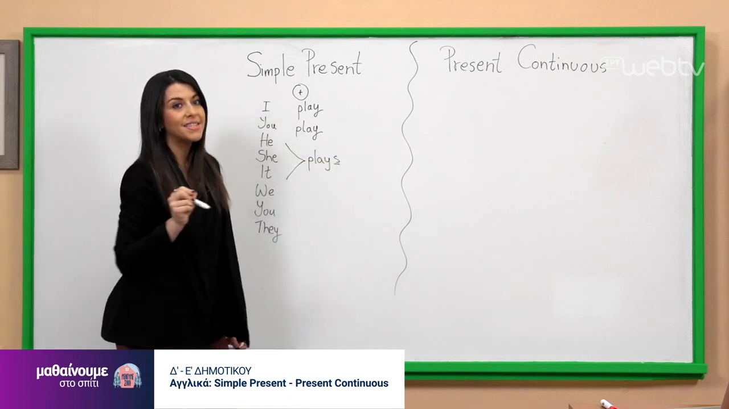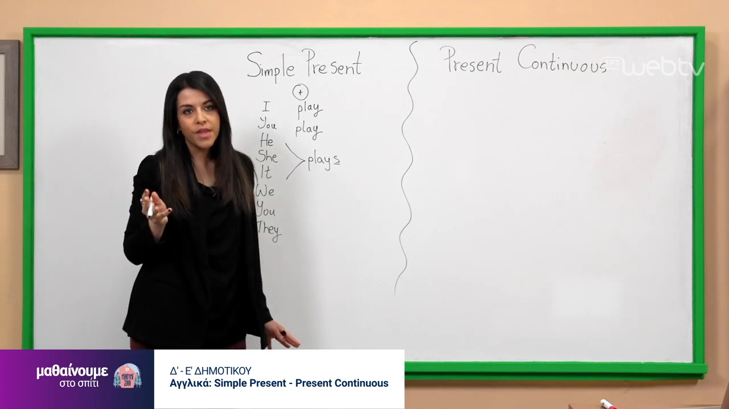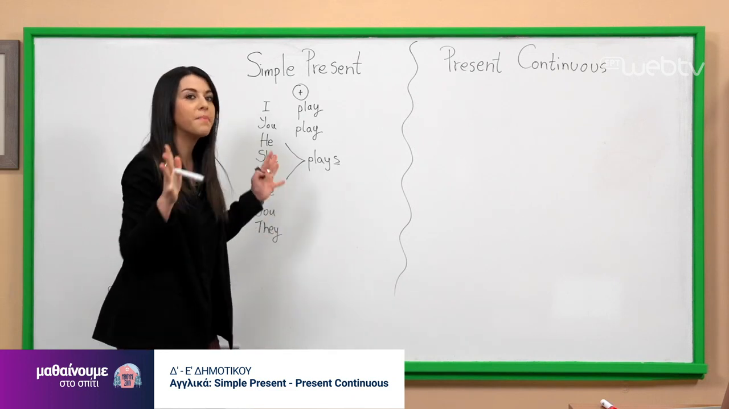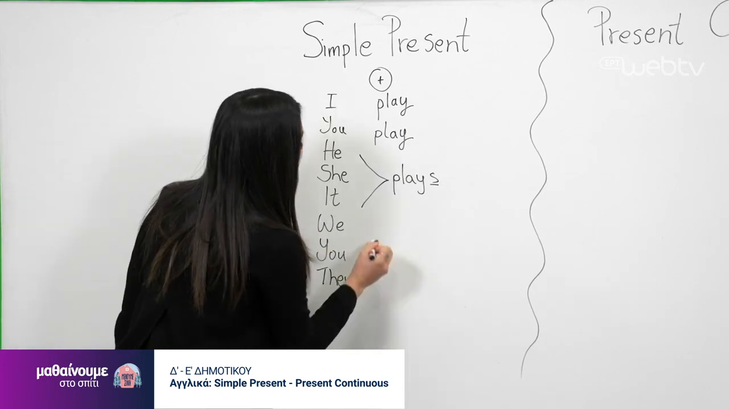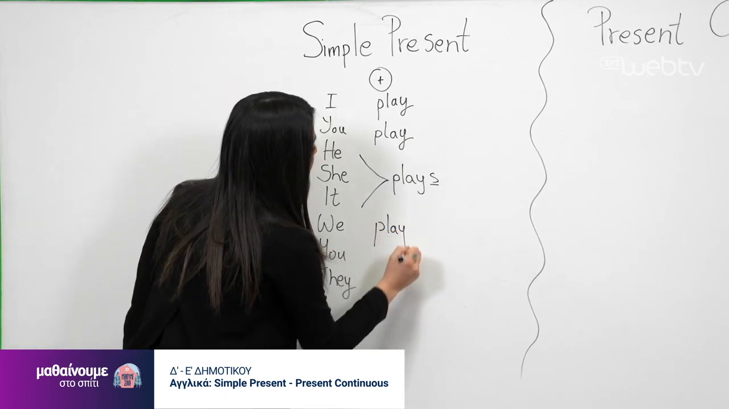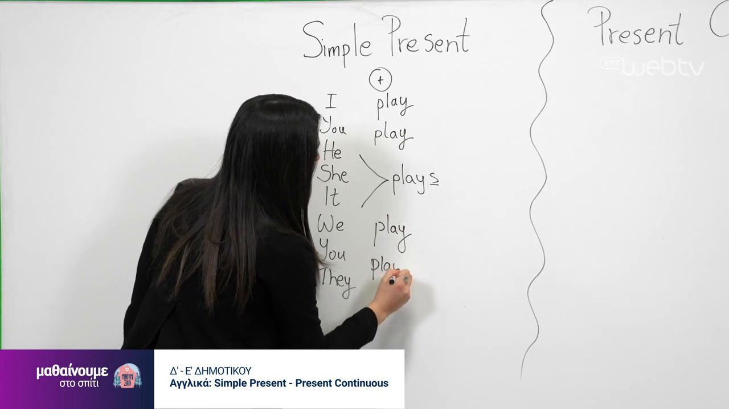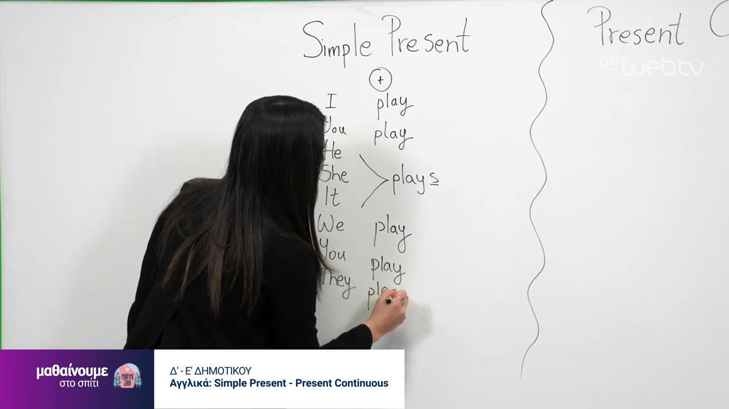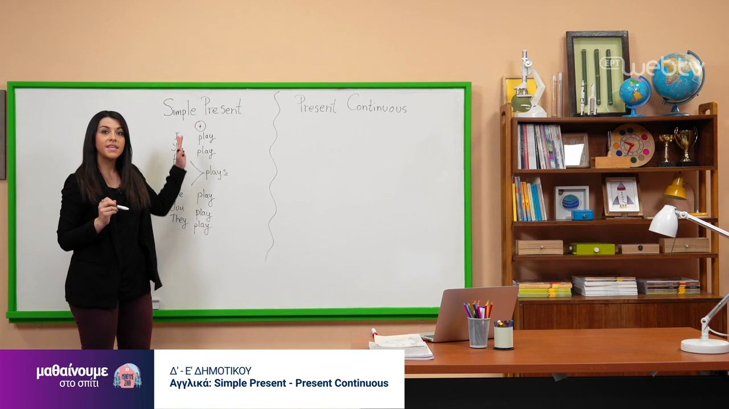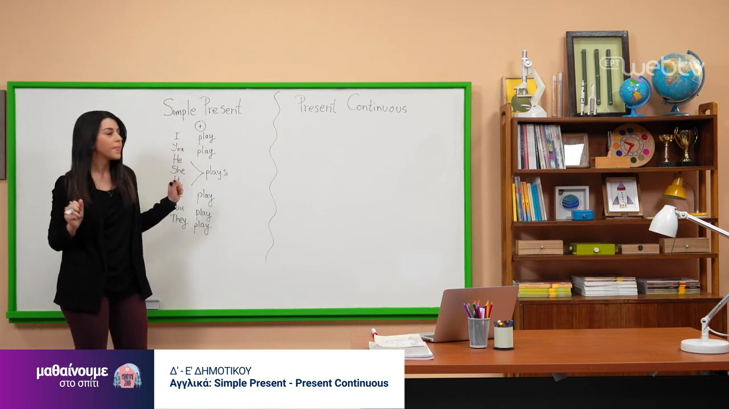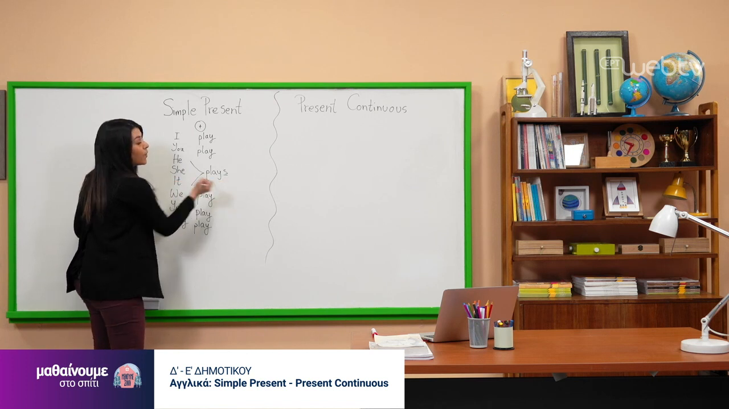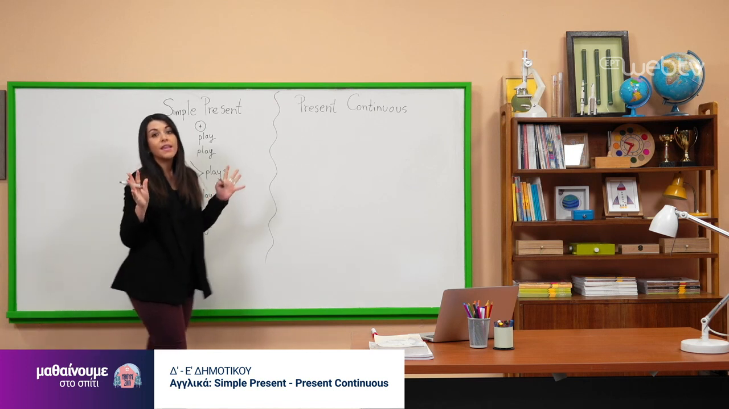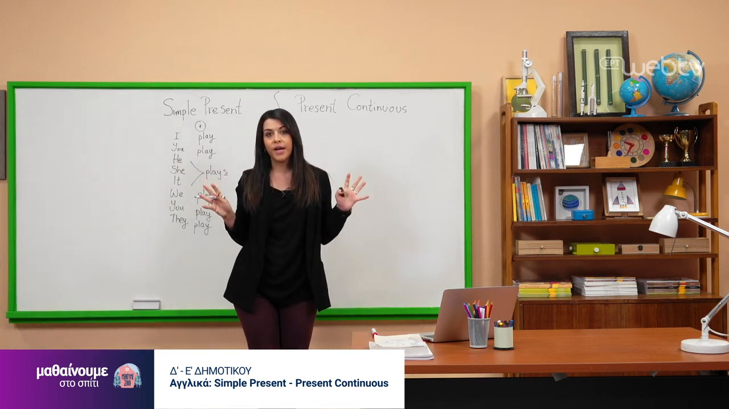So we add S in the end, right? You know this, you have learned this, I'm just reminding you. So we add S in the end. And then in the plural, again, we play, it stays the same. You play, they play. So this is how you conjugate a verb. Careful, only after he, she, and it, you add S. Okay? These are the basic rules of simple present.